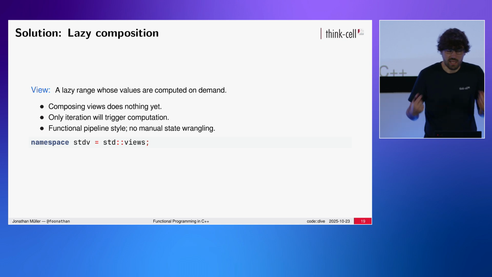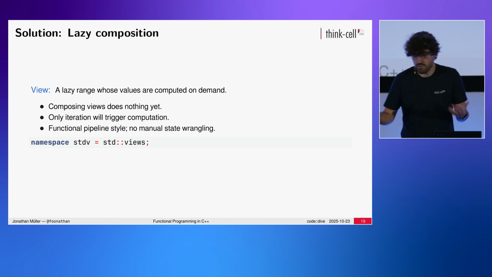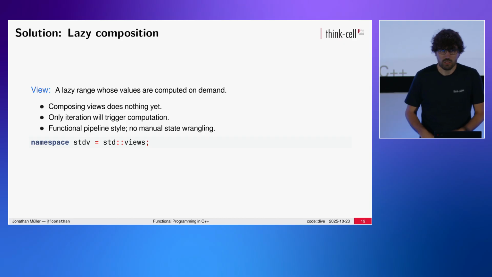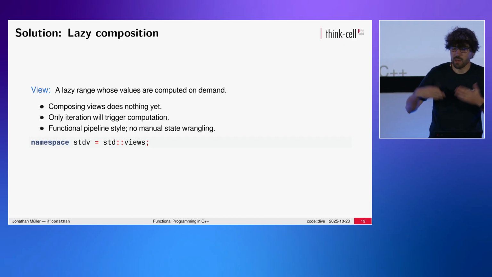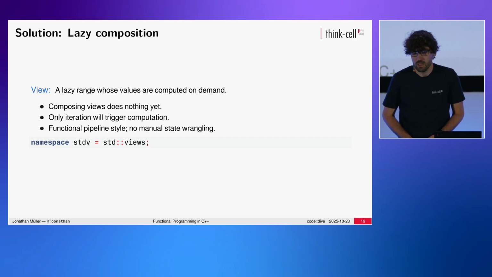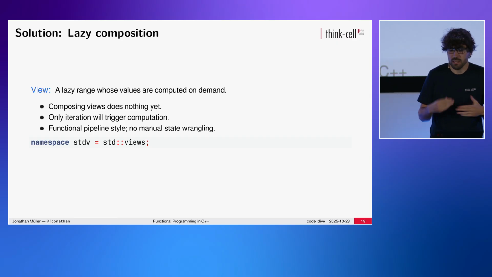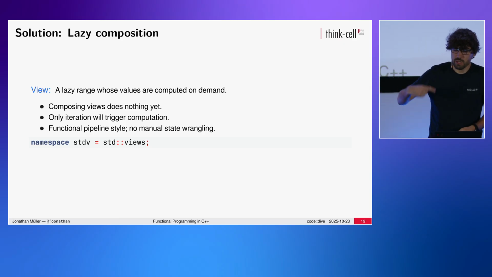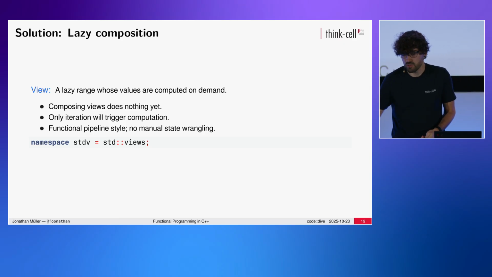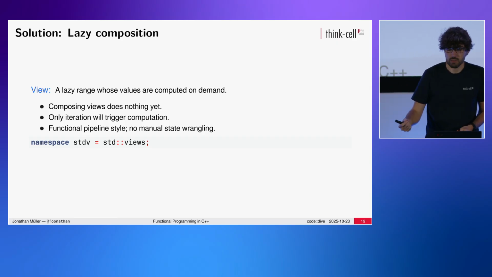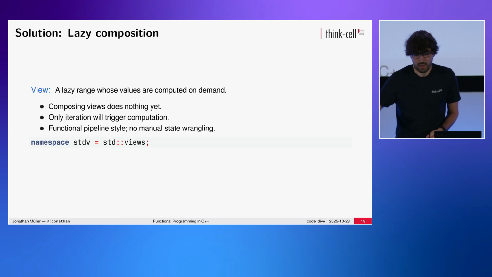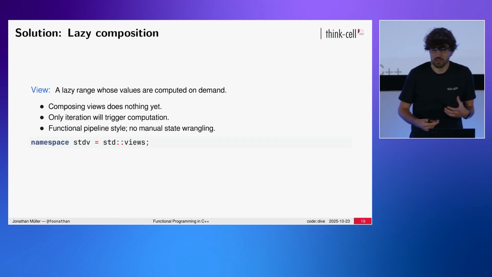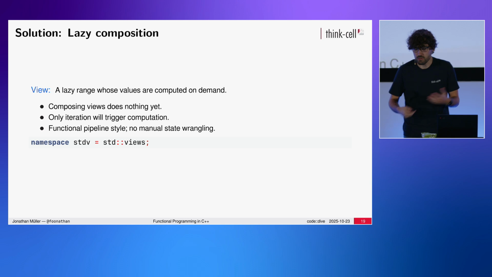So a better way is to use lazy composition. And for that, we can use the views defined in namespace views. So a view is a lazy range where the values are computed on demand. And when you compose those views, this does nothing yet. They merely describe sort of an algorithm that you want to do on the data. And only when you actually start iterating a view or a composed view, you will actually trigger the computation. So as you iterate over a view, each element is lazily computed on demand. Right? And this allows us to write a very functional pipeline style without any manual state.